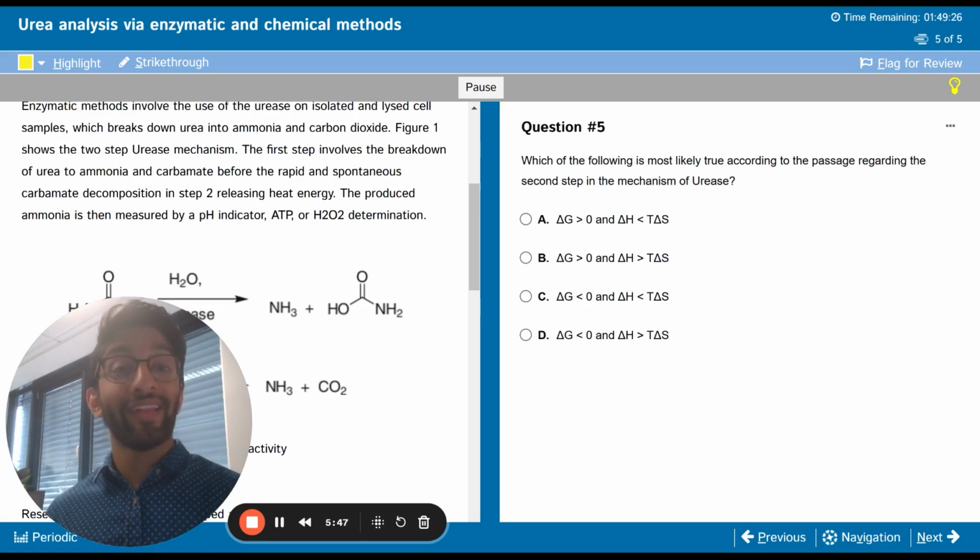So with that, we're finally at the end of this passage on urease analysis. I hope you found this dissection helpful and that you were able to gather a few tips and tricks that you can now apply to your own studying.